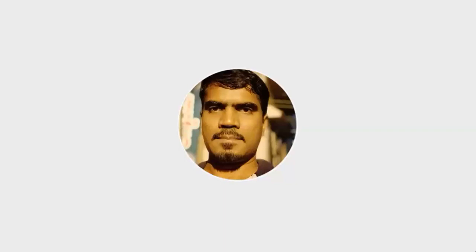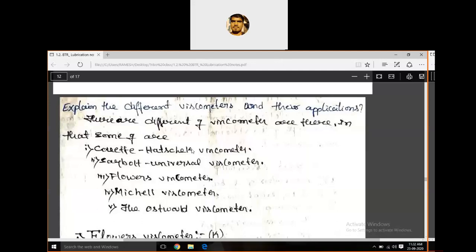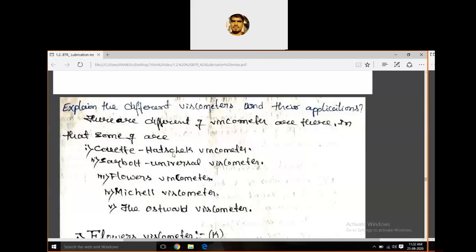The first one is the Cocteau Atstack viscometer, second the Seibold universal viscometer, third the Flowers viscometer, fourth the Michael viscometer, and the fifth is the Ostwald viscometer. These are the five important types of viscometers which we generally use. In the examination, definitely we are going to get one question on this. Explain different types of viscometer, or explain any one or two important types, or they may ask particularly about the Seibold, Flowers, Michael, or Ostwald viscometer.